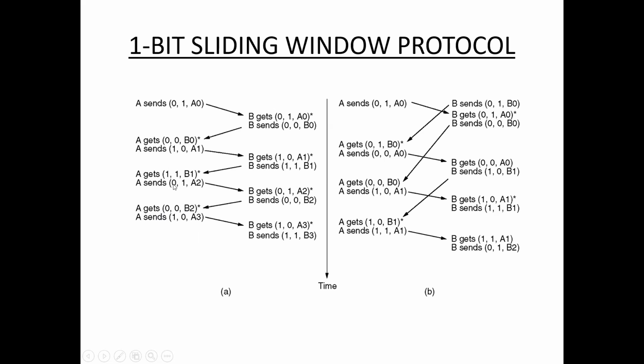And next A sends, 0 completed. Now A sends 1, and this 0 is the acknowledgement for this 0. So 1, 0, A3, and B gets 1, 0, A3. So this is scenario A. That means in scenario A, there are no duplicates.